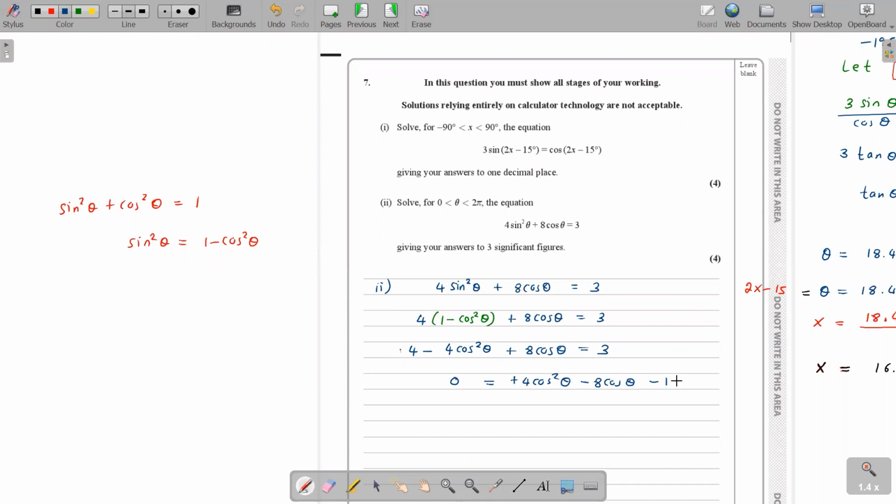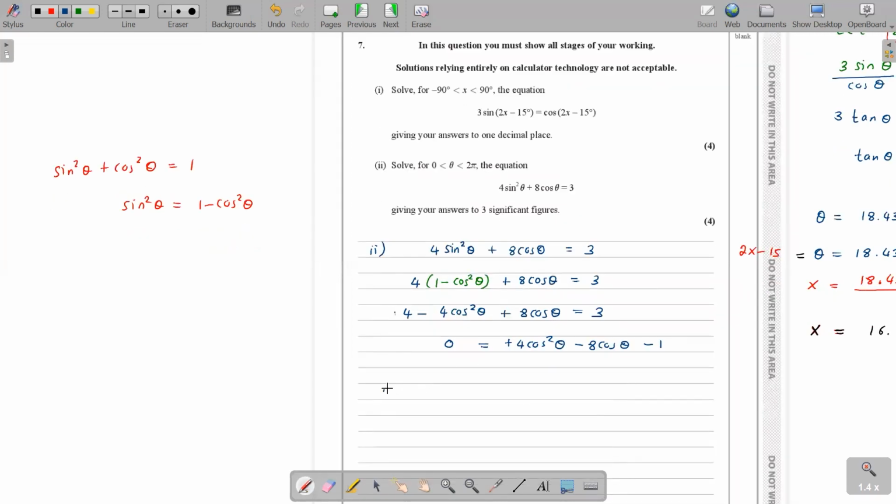Okay, so now this is a quadratic equation in cos. Can I know the factor? Does it factorize well or should I go for the formula? We'll go for the formula. Cos theta equals minus b plus or minus square root b square minus 4ac, divided by 2a.